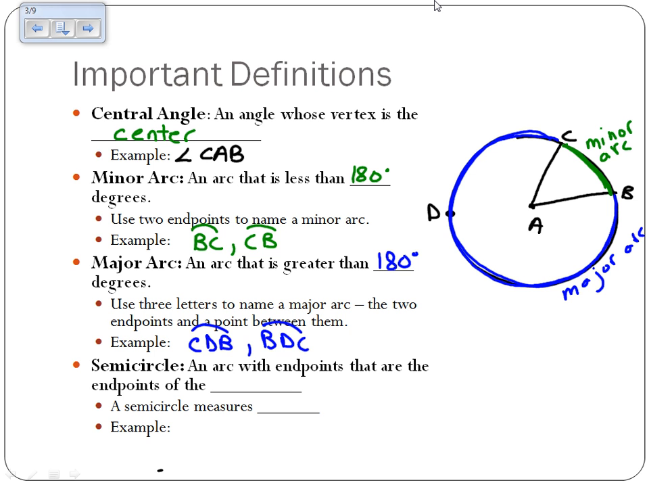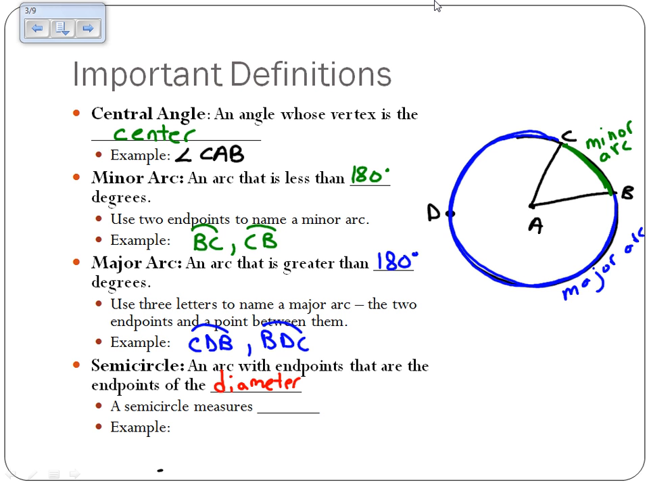The last one we need to talk about is a semicircle. Semi means half, so a semicircle is half a circle. A semicircle is an arc with endpoints that are the endpoints of the diameter. A diameter cuts a circle in half.